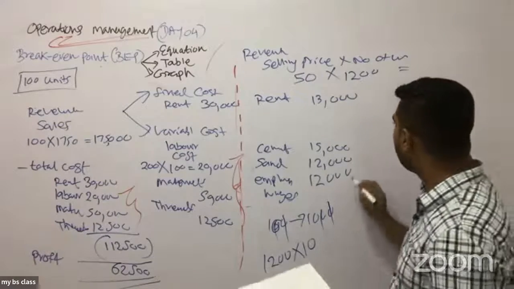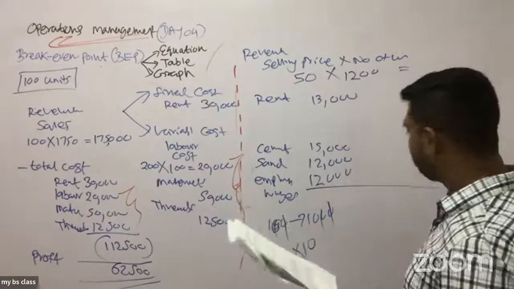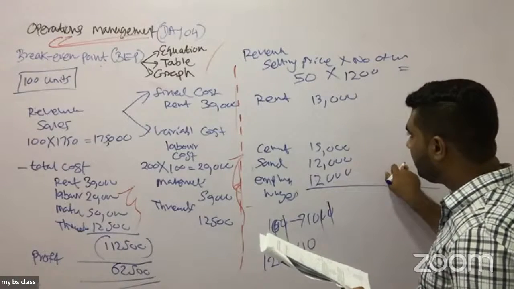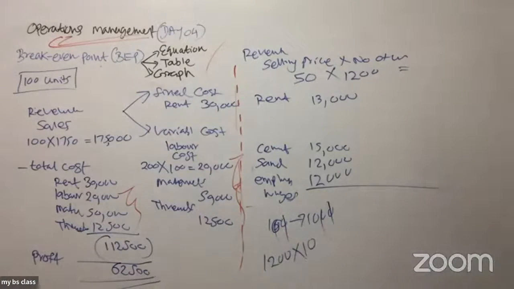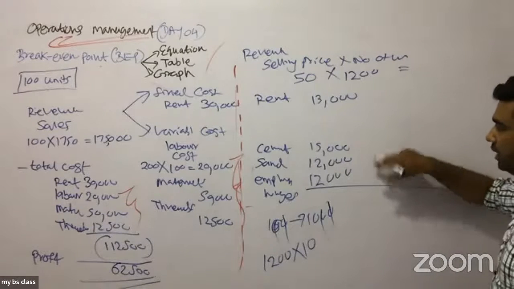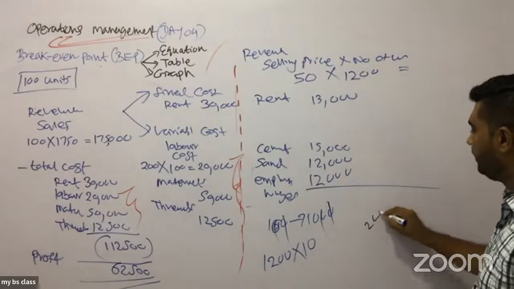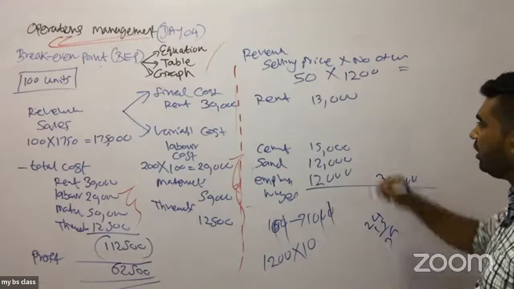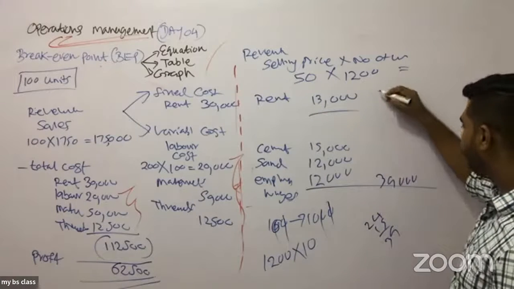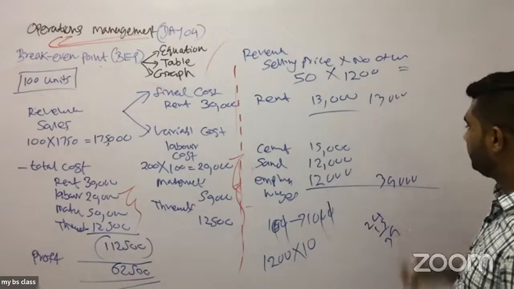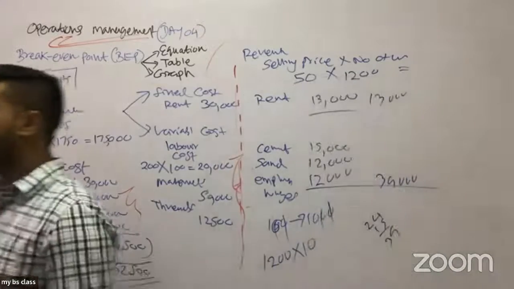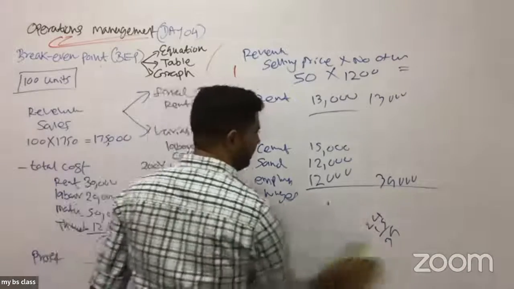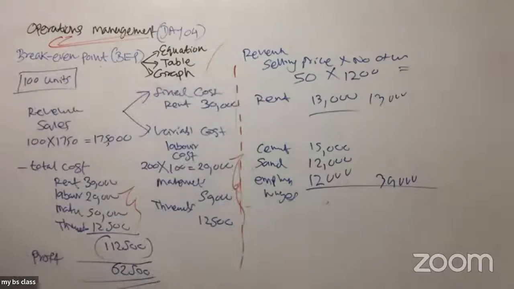12,000. Method of cost. 52,000, right? 52,000. Sorry, total variable cost 24 plus 15, which is 39,000. 39,000 total variable, and total fixed cost only 13,000. So 13,000 plus 39,000, you get your total cost here. Total cost, right?